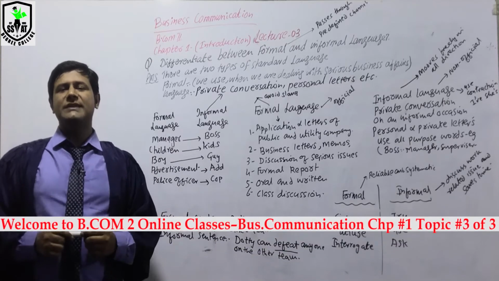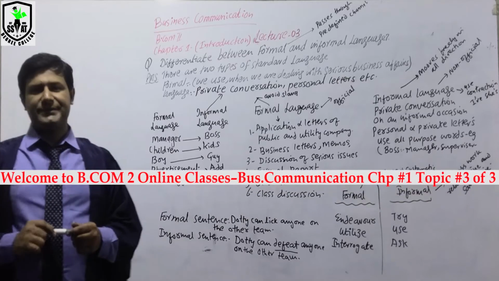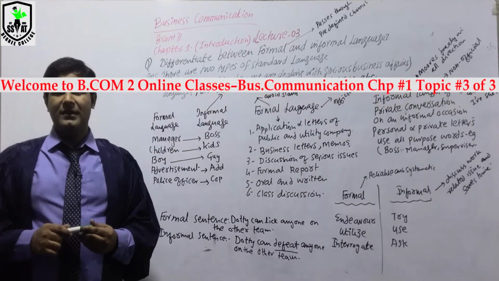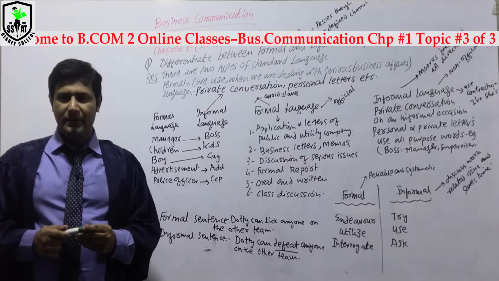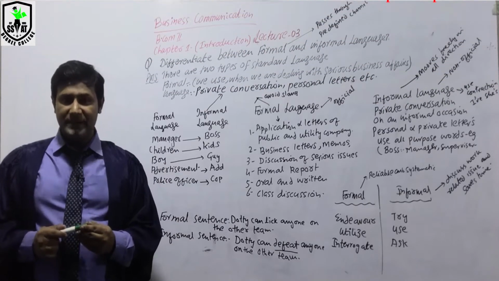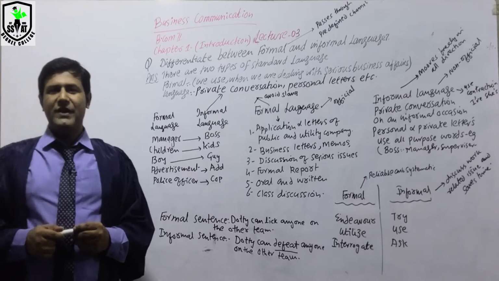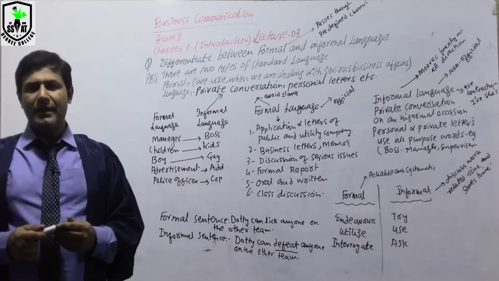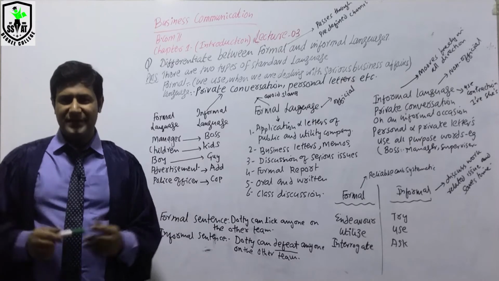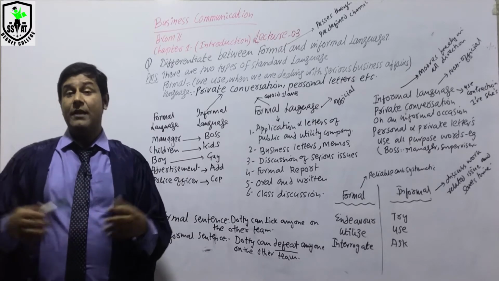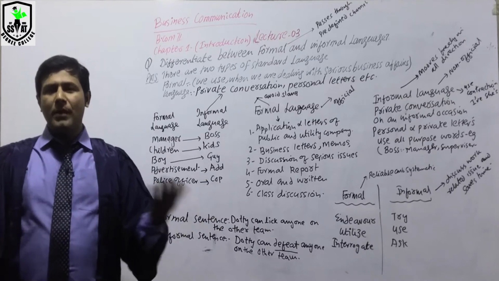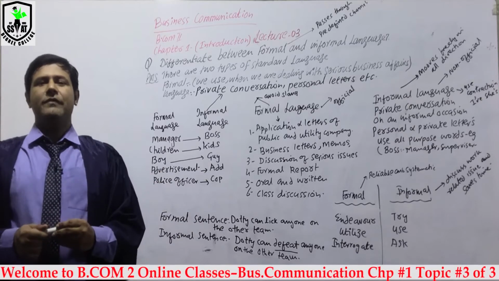Let me give you an example of formal dress and informal dress. When we go to college, we wear a college uniform. It's formal dress. When we are at home, we wear informal dress. On any informal occasion, we wear informal dress. On any formal occasion or gathering, we wear formal dress.